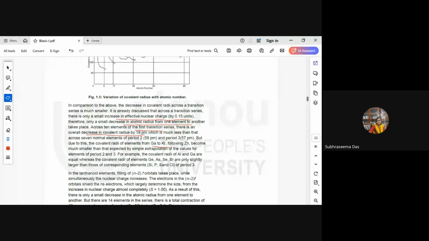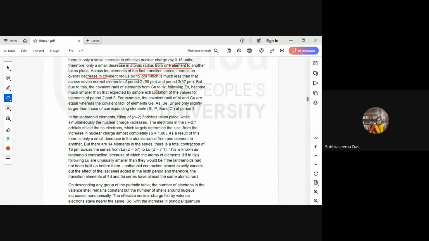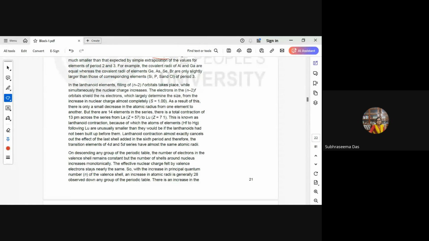The decrease is so small, however, because of this effective nuclear charge. Now coming to lanthanoid elements, we know that the lanthanoid series is called the 4f series. Here the filling of the (n-2)f orbital takes place, and simultaneously there is an increase in the nuclear charge.